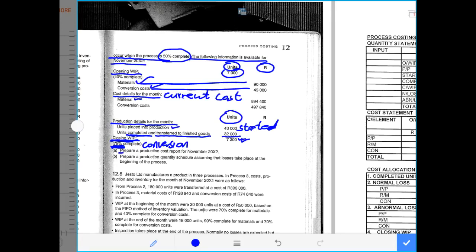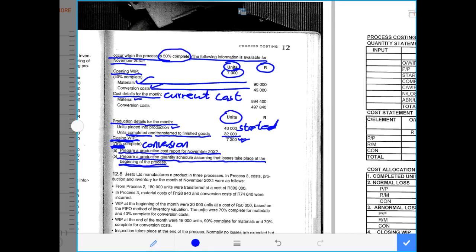Then it says prepare the production cost report for the month of November, and prepare the production quantity schedule, assuming that losses take place at the beginning of the process. So that is the assumption, and whenever the loss takes place at the beginning of the process, the normal loss will not be accounted for in all the other variables. If there is abnormal loss, then we will have to account for abnormal loss.